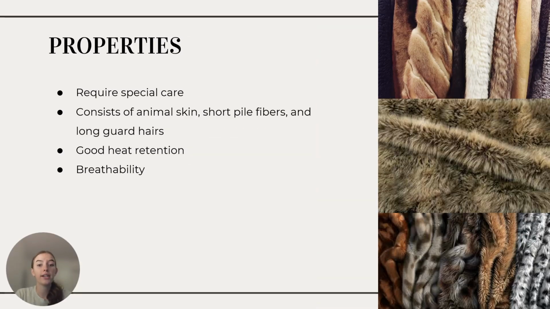Okay, so fur requires a lot of special care to keep it looking nice and keep it well maintained. So fur consists of the animal skin, obviously, and then it has short pile fibers, which are usually softer and fuzzier, and then depending on the animal, it can have long guard hairs, which are a little coarser, but they can still be pretty soft.